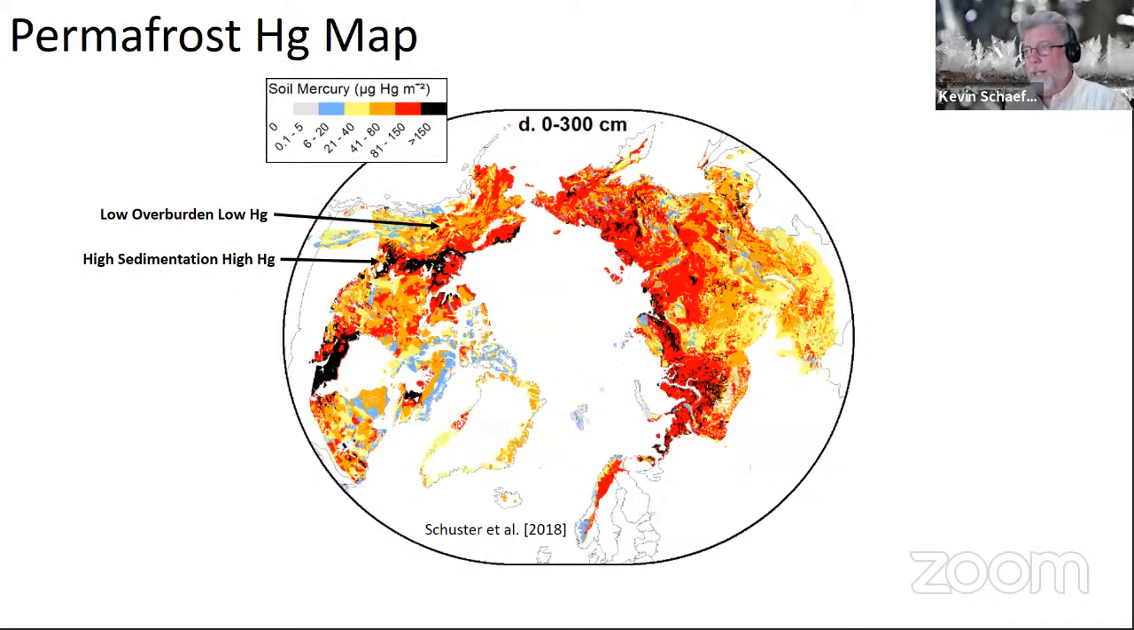And so what we did is we took this map and put it into a model and tried to see how this would change, how much of this mercury actually stays here. Because what this represents is mercury bound to frozen organic matter. And in the future, it's going to thaw out. And once it thaws out, the organic matter will begin to decay. And once it decays, it will release mercury back into the environment.